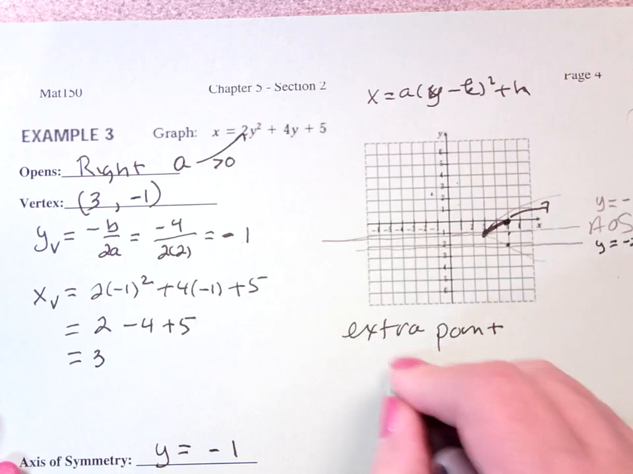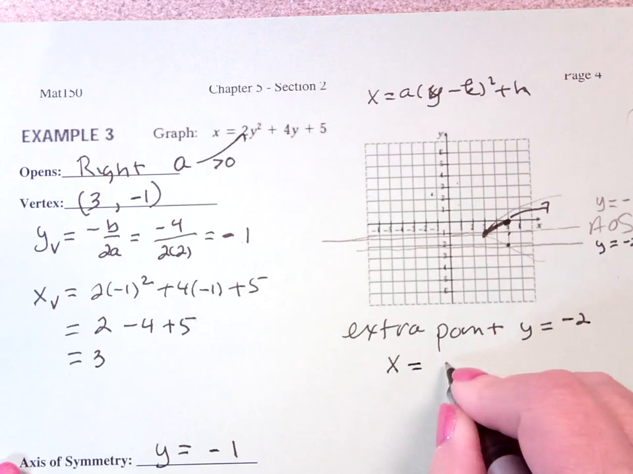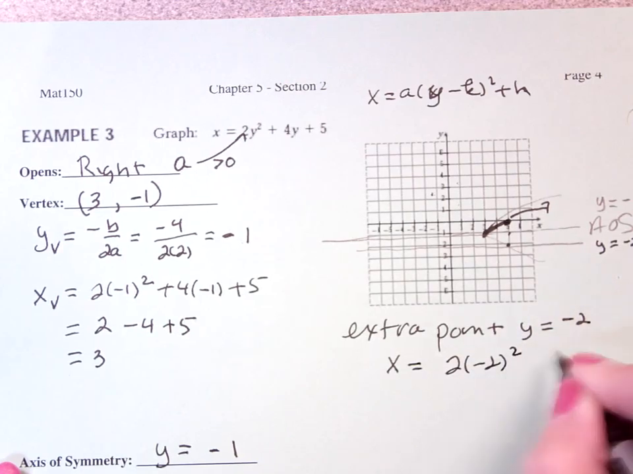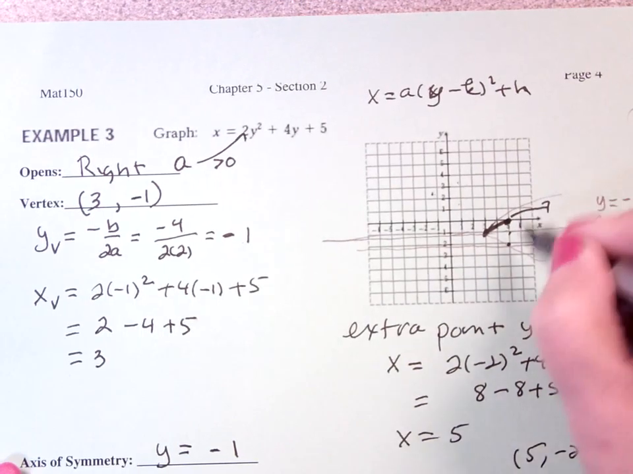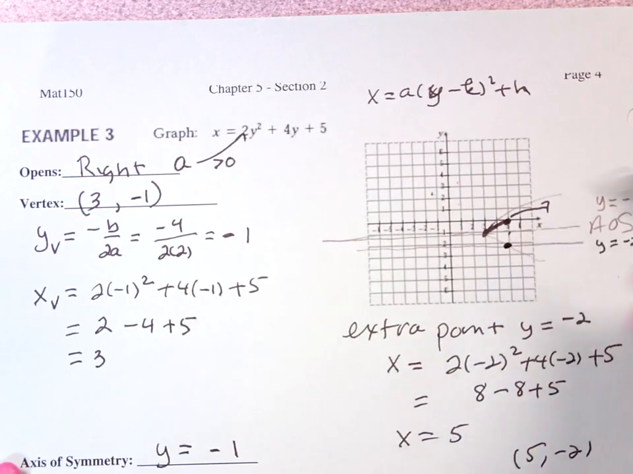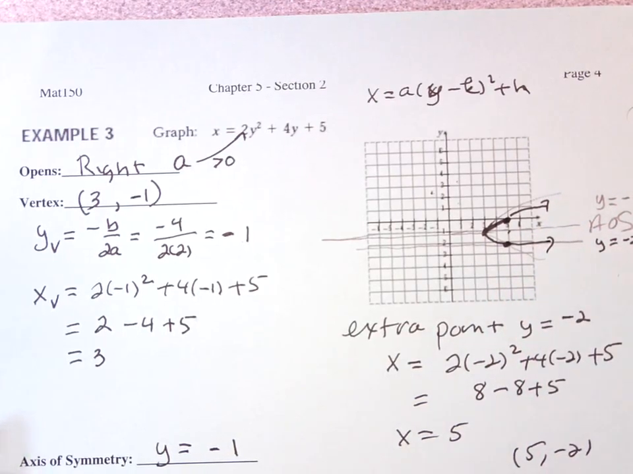So that means that if y equals -2, then x is 2 times -2 squared plus 4 times -2 plus 5, which is 2 times 4, or 8. 4 times -2, -8, plus 5. So x is 5. So it's 5, -2. So x is 5, y is -2. Right there. And you have the other half.